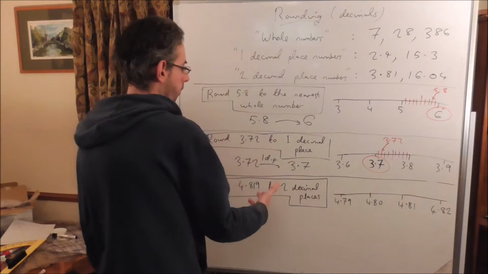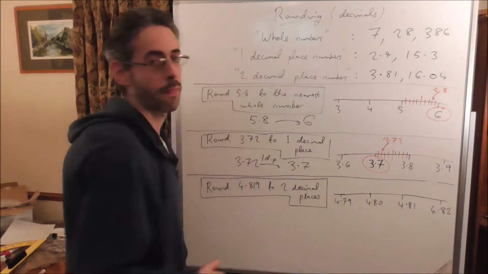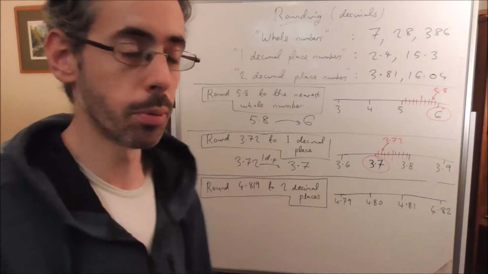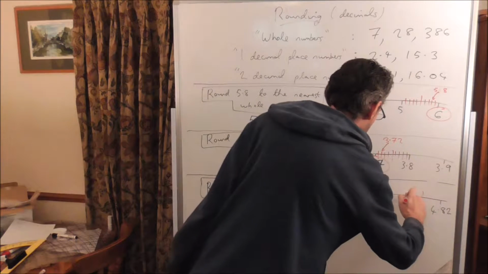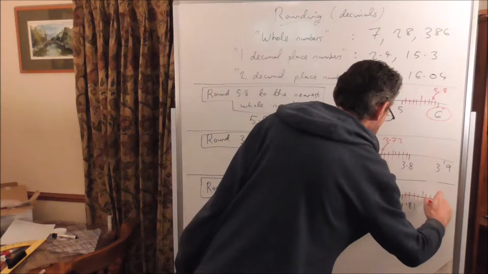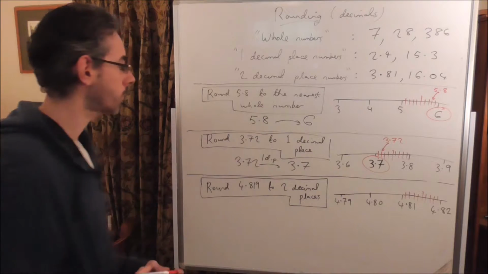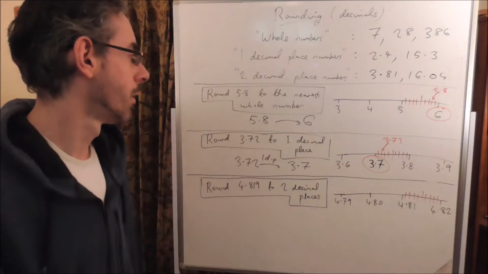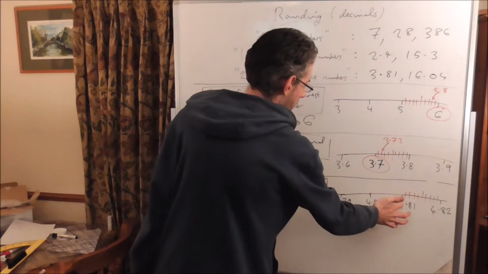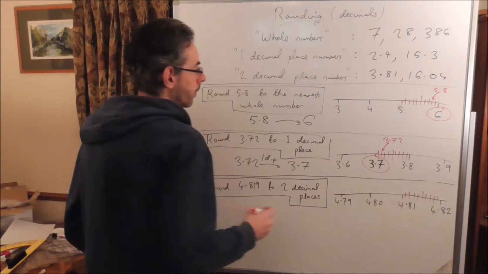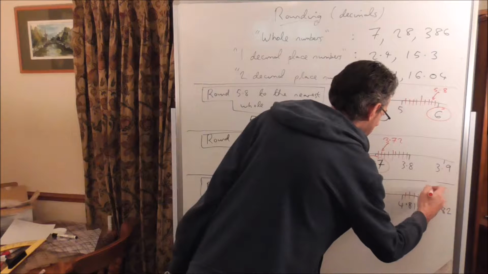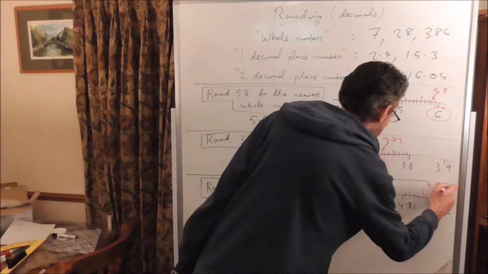It's 4.81 something, so it's between 4.81 and the next two decimal place number, 4.82. So I'll just split this interval into 10 parts. 1, 2, 3, 4, 1, 2, 3, 4, like that. So where's 4.819? We've got 4.81 here, then it's 4.811, 4.812, 4.813 and so on. So 4.819 is right at the end, just here, 4.819.